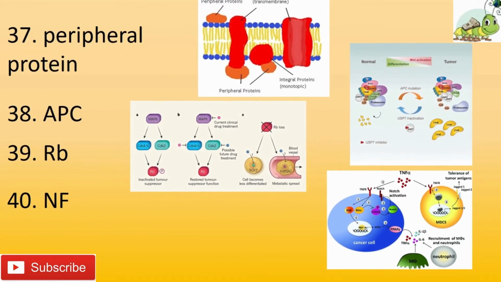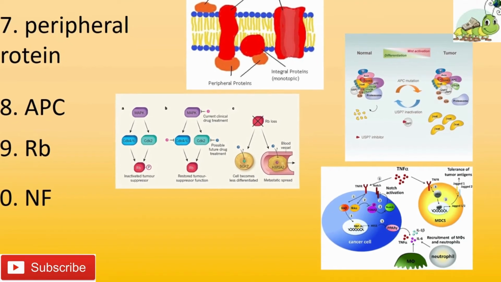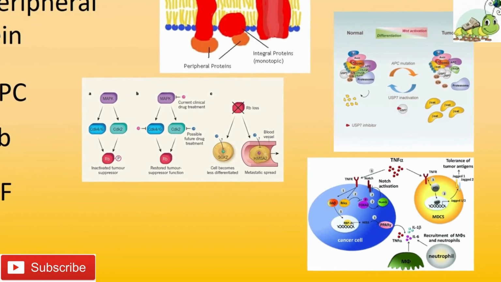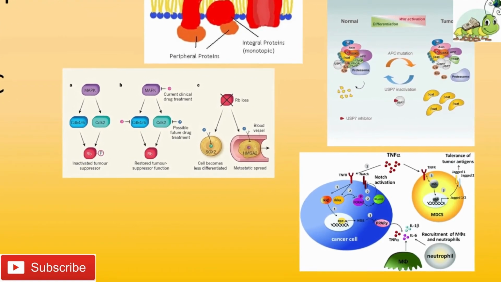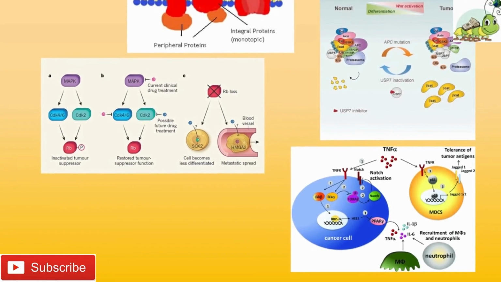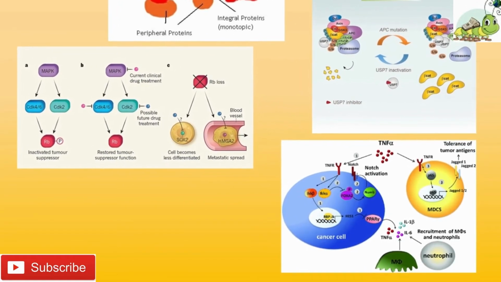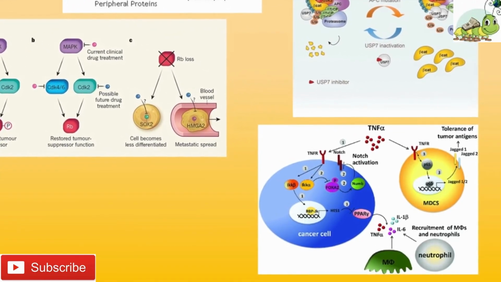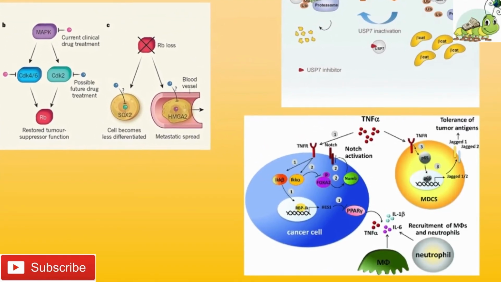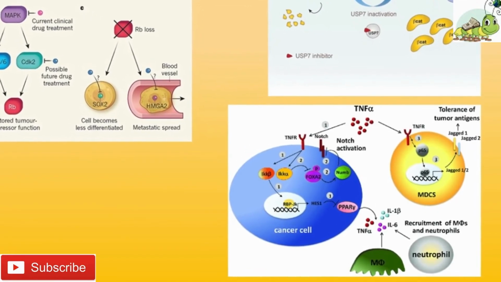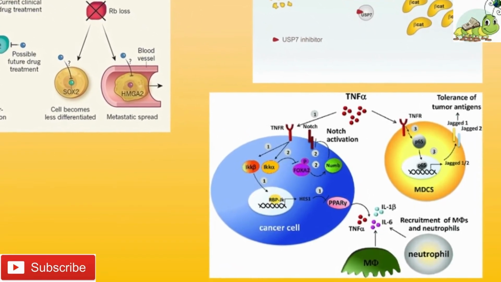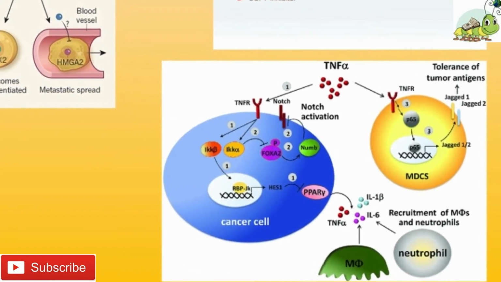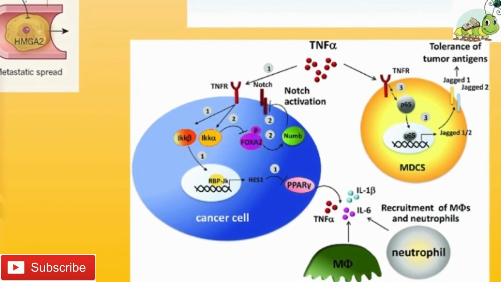Point number 40, the NF, the necrosis factor. It's also called the tumor necrosis factor, TNF, a substance produced by cells in your immune system that has many effects in promoting the inflammatory process. It is produced chiefly by macrophages, a type of white blood cell, but can be produced by other cells as well. That is called the necrosis factor.